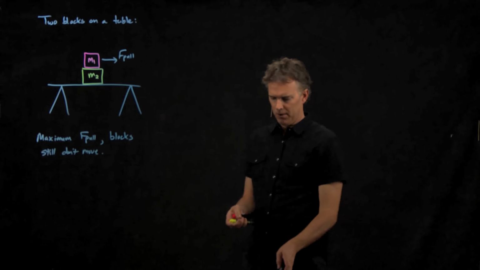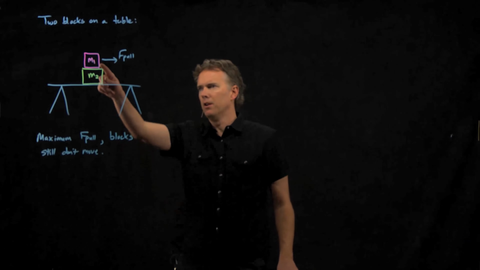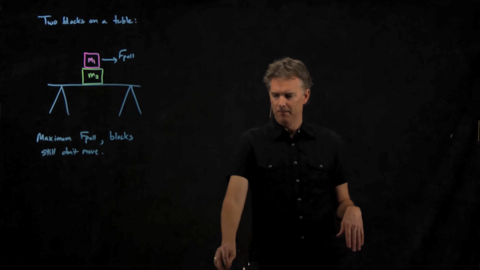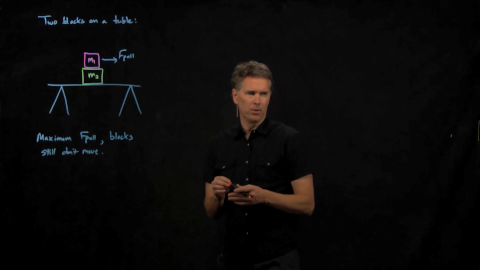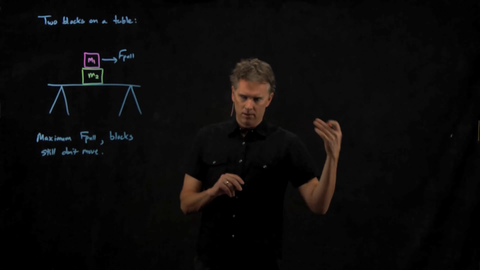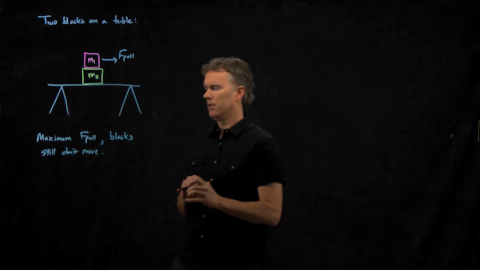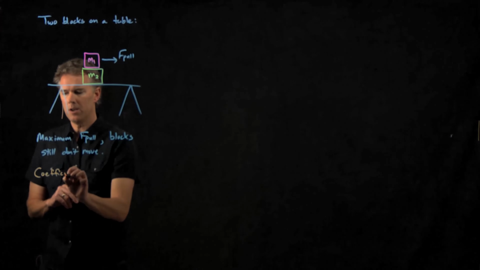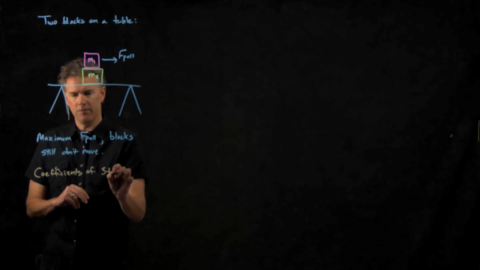Okay, to do this, we're going to probably need a little bit more information than just the masses. What other information are we going to need? What do you guys think? What's holding those blocks in place if I try to pull on them? Static friction, exactly what we just talked about, right? Static friction is holding them in place, and so we're going to need to know the coefficients of static friction.